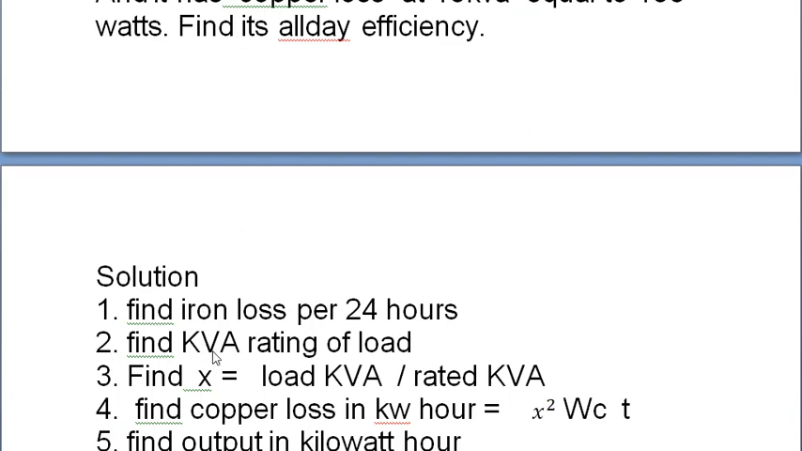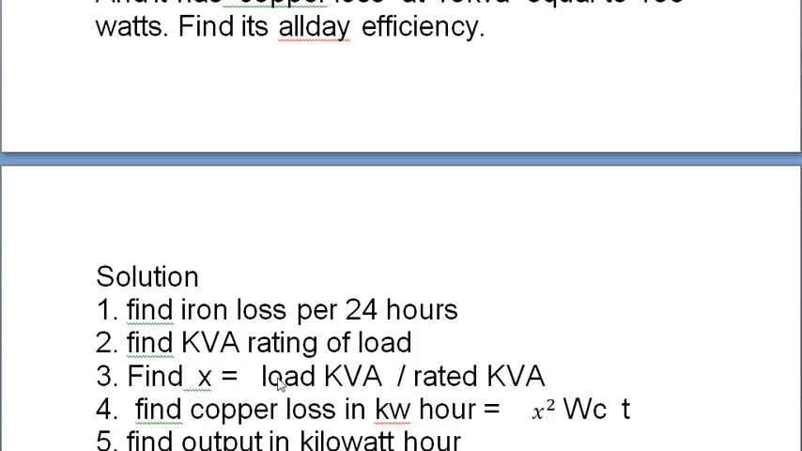Similarly, we have to know what is the kVA rating of the load. I discussed at the beginning the relation between the apparent power and the real power through power factor. This is necessary to calculate the copper loss. Without knowing the kVA rating of the load, we cannot calculate the actual copper loss for that load connected. So how to calculate that fraction?